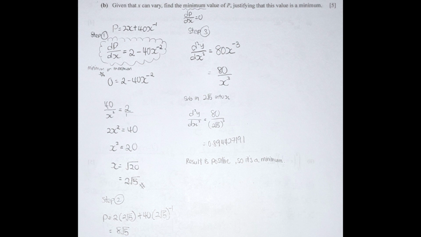Part B. Given that x can vary, find the minimum value of p, justifying this value is minimum. So to find the minimum, you're required to differentiate the equation. So we have p equals 2x plus 40x to the power of negative 1. I get rid of the x from the denominator because I wanted to use the product rule. If I were to keep it as a fraction, then I'm required to do the quotient rule, which is more steps, more complicated, more time consuming.